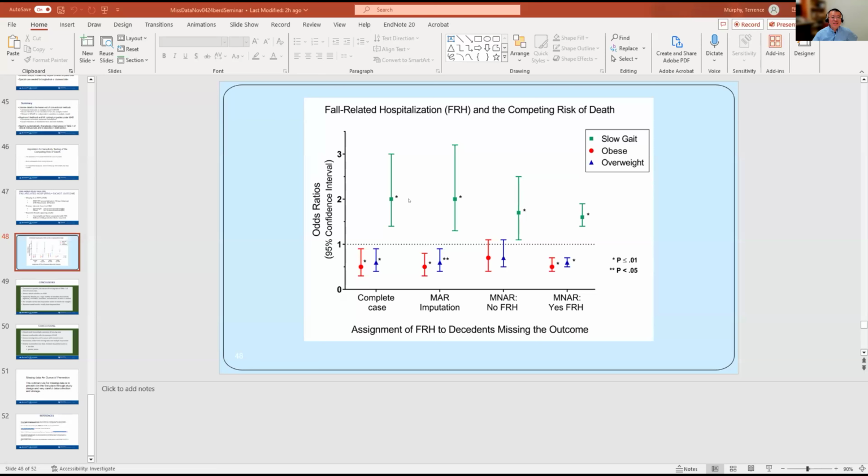I'm so sorry. I was not sharing the image, right? Yeah, sorry. All right, so here's the complete case where both overweight and obese are protective against fall-related hospitalization.